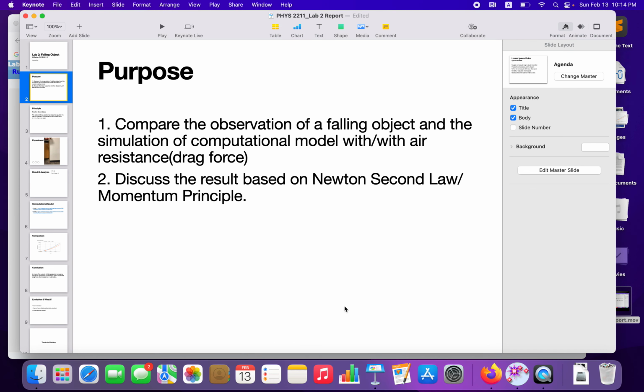So the purpose of our lab is to compare observation of a falling object, and we simulate the scenario with a computational model, considering the factor of air resistance, which is the drag force in our code, and we will discuss the result based on Newton's second law.